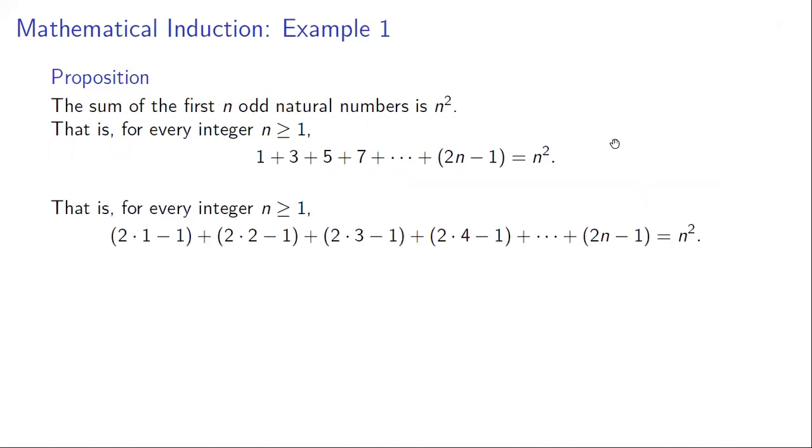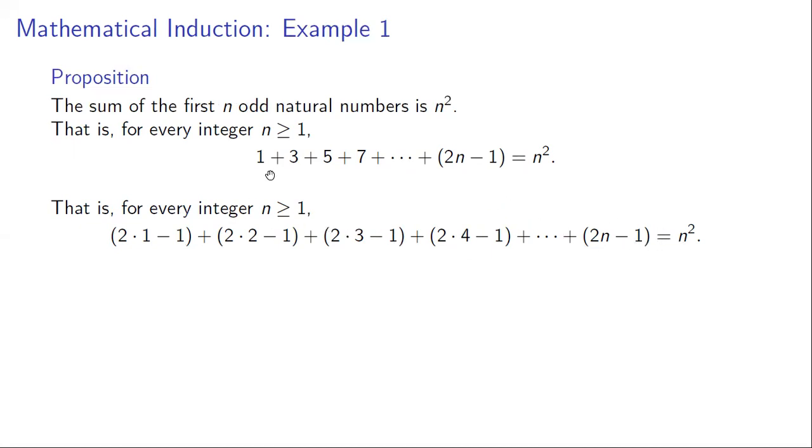Here's another way to write it. That is, for every integer n that is greater than or equal to 1. So let's just rewrite this. What is 1? 1 is 2 times 1 minus 1. 3 is 2 times 2 minus 1. 5 is 2 times 3 minus 1. 7 is 2 times 4 minus 1. Plus dot, dot, dot, plus 2n minus 1.